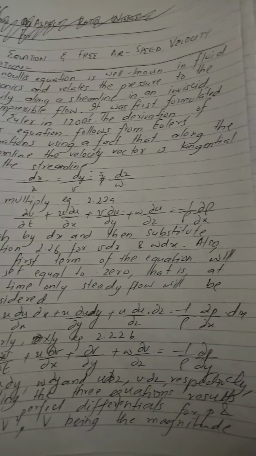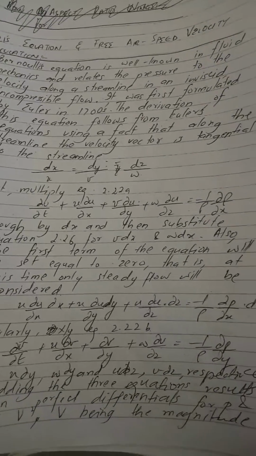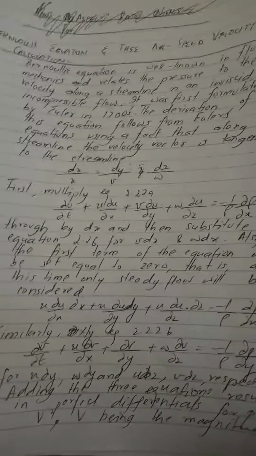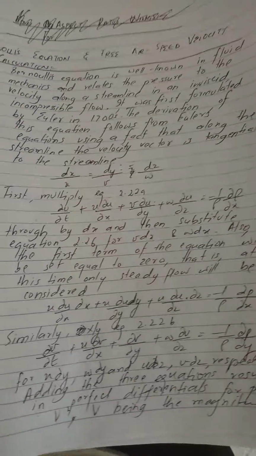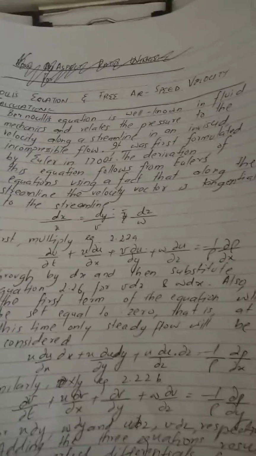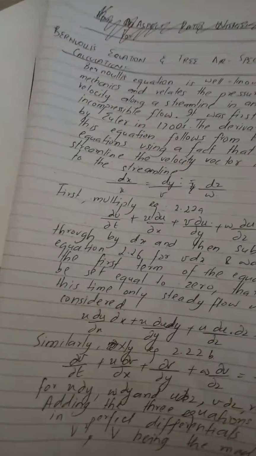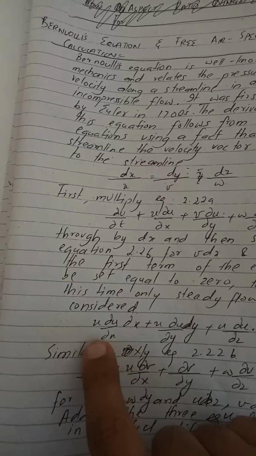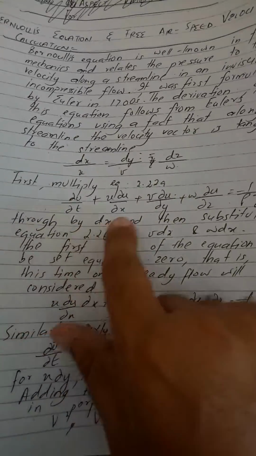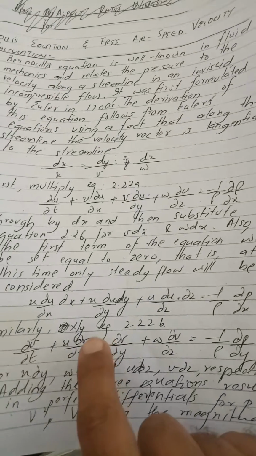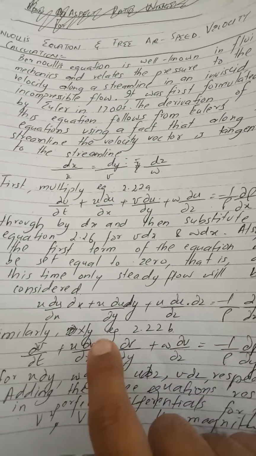Also, the first term of the equation will be set equal to 0. That is, at this time only steady flow will be considered. So we're just going to take out this factor as 0, and then consider the rest of the factors for our calculations.